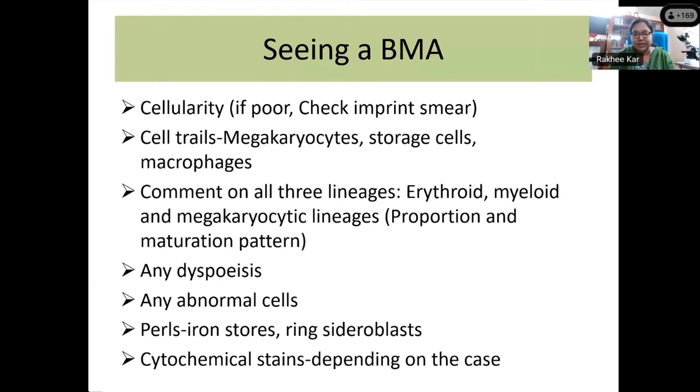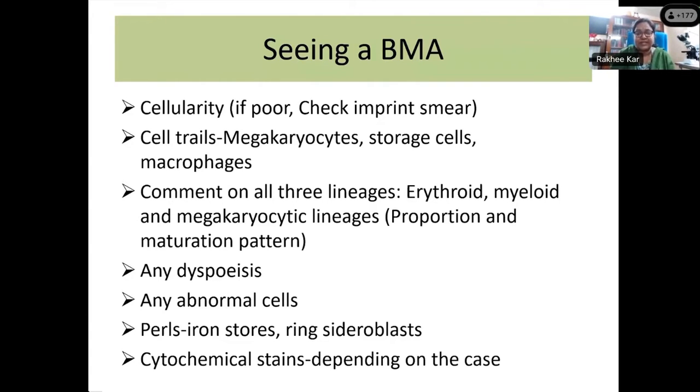What is the pattern of maturation, whether it is an active and normal pattern of maturation. Then any dyspoiesis in any of the lineages, any abnormal cells, and then Perls is a very important stain to do. Not just for iron stores, but also if there are any ring sideroblasts. So don't stop at seeing only at the low power, but go on to the high power and see whether any ring sideroblasts are there.